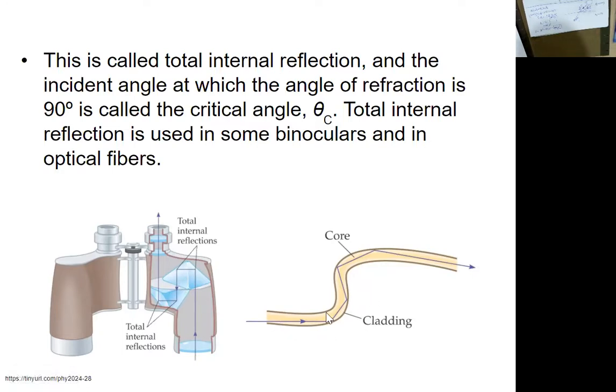Also, the optical fibers. The signal comes in, hits the wall of the fiber, and then will be totally internally reflected. So you can keep 100% of the signal in the fiber. It's not entering the wall there, which means you don't lose intensity of signal there.